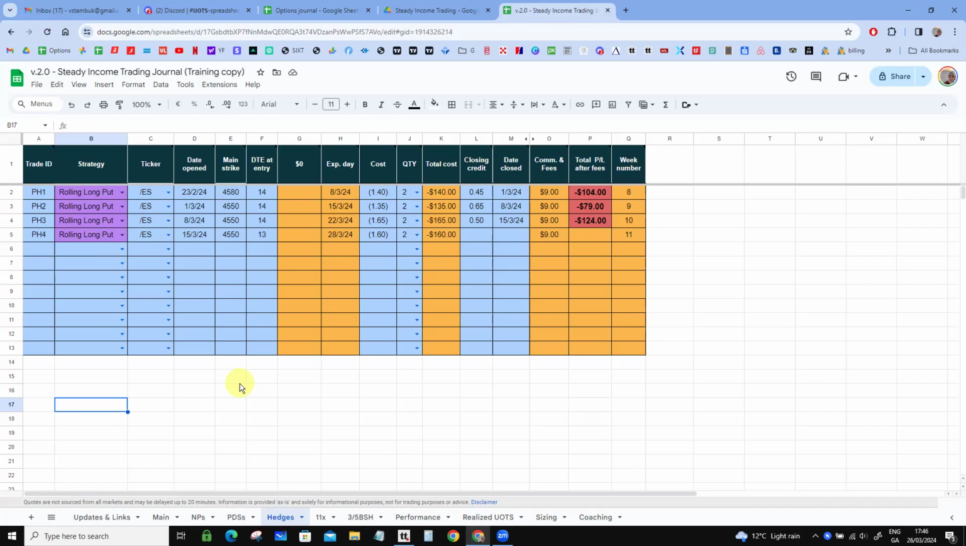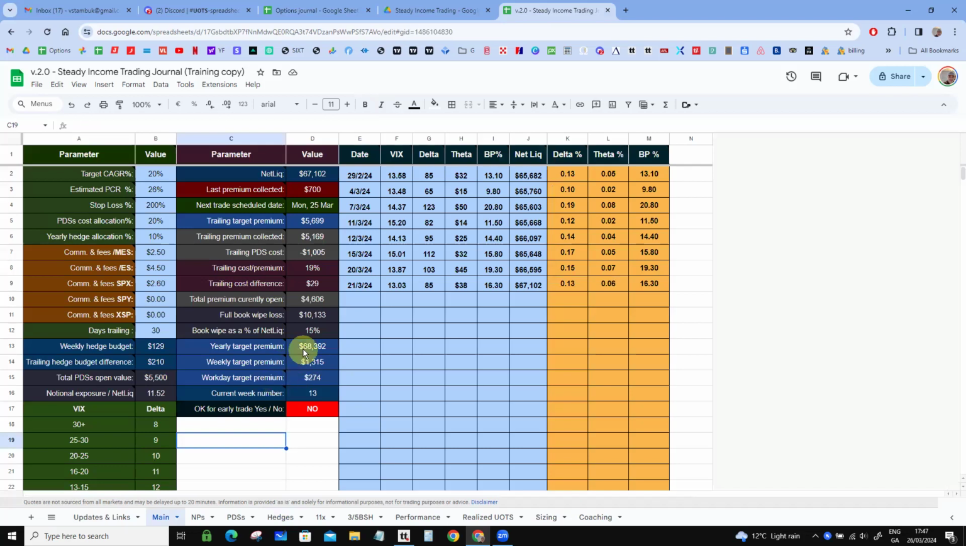So if you definitely don't want to experience, let's say, a 20% drawdown, then you have to keep an eye here and make sure that this number, minus whatever you think is realistic for you to collect from here, is not over 20%, because it is possible to experience that. So you want to keep that in line. Obviously, the higher the target CAGR, the higher the full book wipe loss will be.